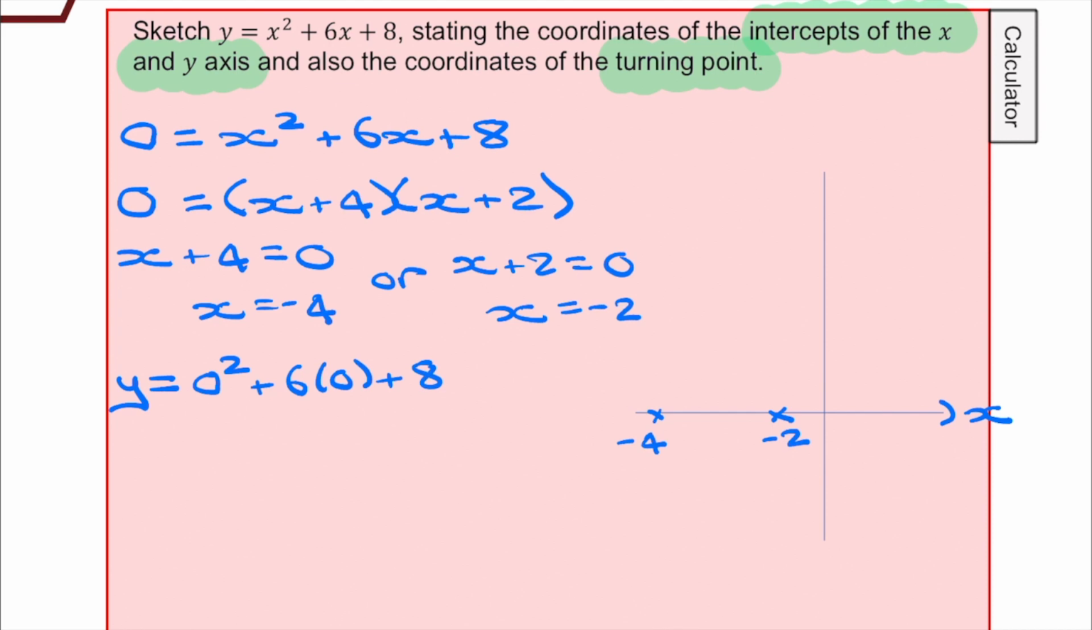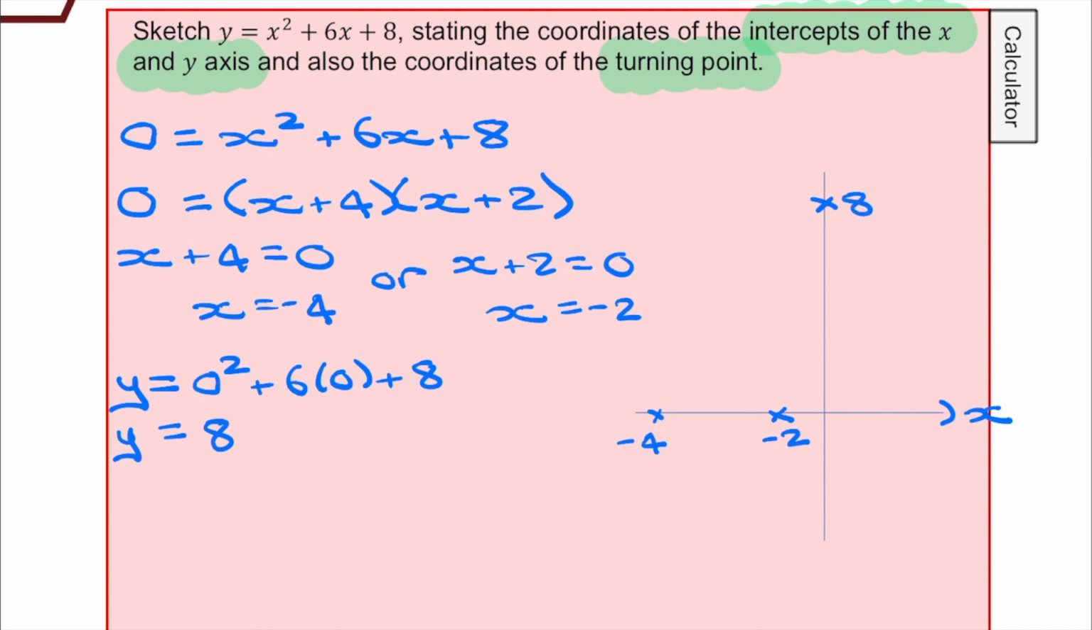If you're struggling to think about why it is that you make your x-coordinate become 0, just pick any coordinate on the y-axis and you will see that the x-coordinate is always 0. And when we simplify this down, we get that y is just equal to 8. So therefore, our quadratic must cross the y-axis at 8. So let's say that that's around about there.